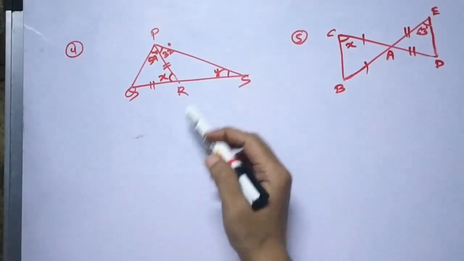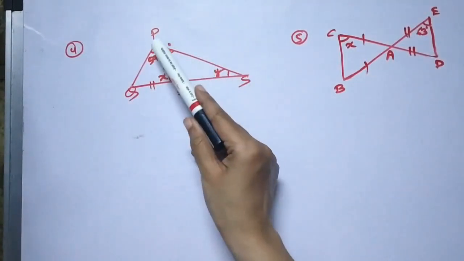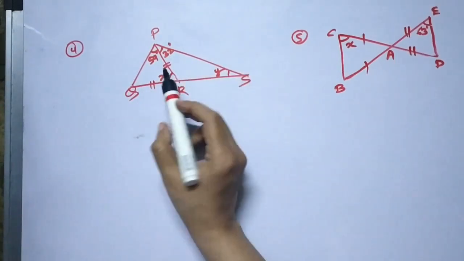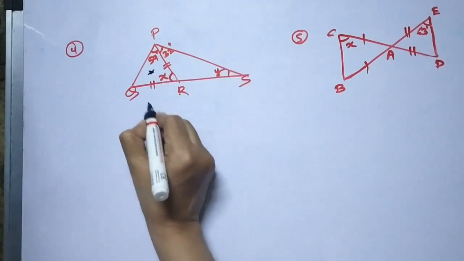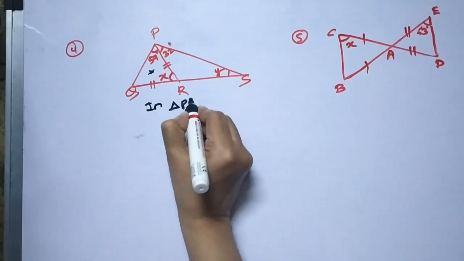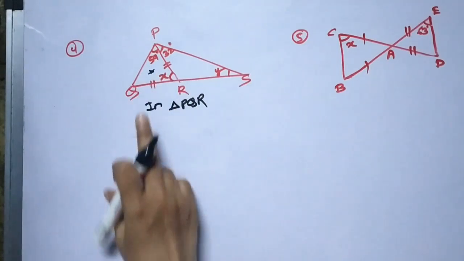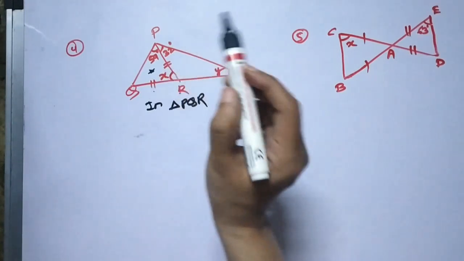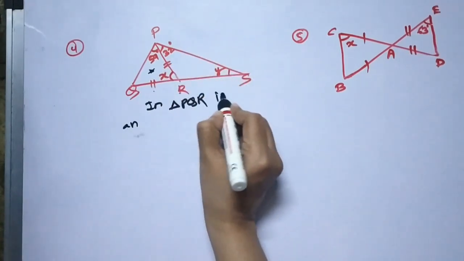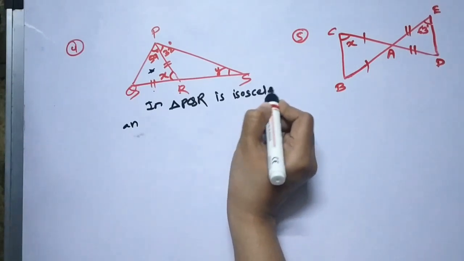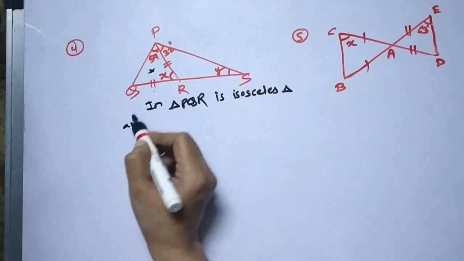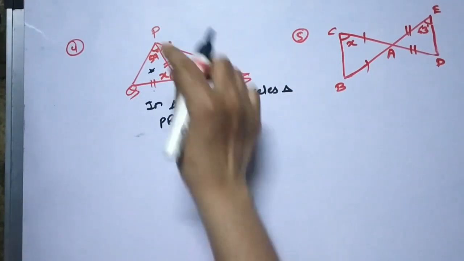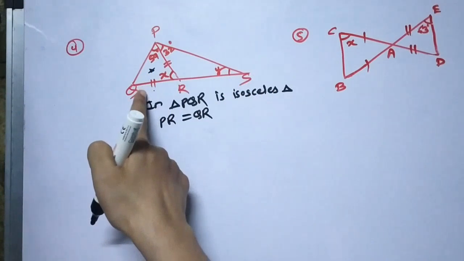So friends, now moving to the next diagram, here we have triangle PQS. And first of all, friends, we'll focus on this triangle. So in triangle PQR, you can see this one triangle. So friends, here again it is an isosceles triangle. These two sides are equal in length. And here in this triangle you can observe that side PR is equal to side QR.